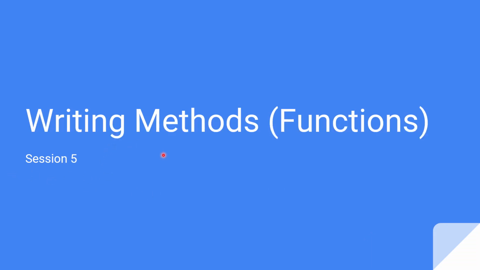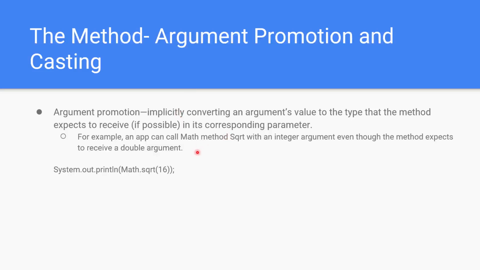So right now we are going to talk about argument promotion and casting of data. So let's talk a little bit about argument promotion. Argument promotion implicitly converts an argument's value to a type that the method expects to receive, if possible, in its corresponding parameter. If we take a look here at the square root method with an integer, it looks like it's an integer argument. However, this method is defined to receive a double argument.